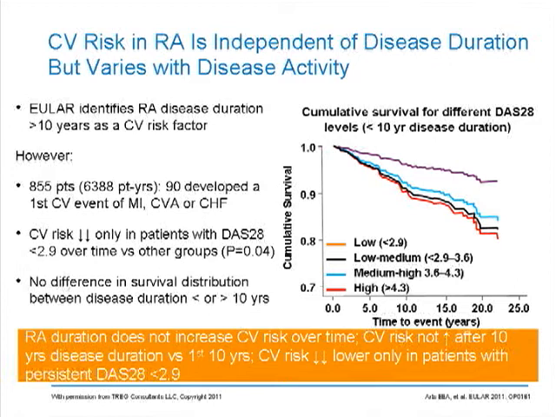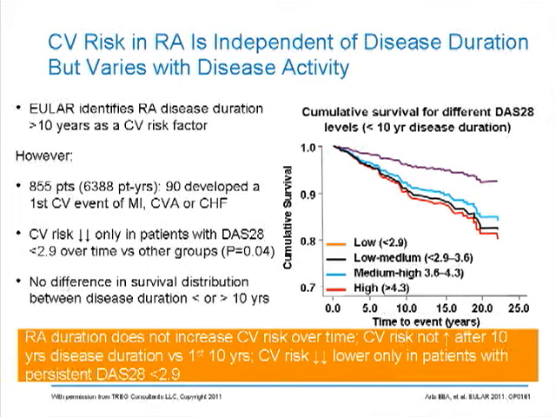855 patients, over 6,000 patient years, 90 of these patients developed the first cardiac event of an MI, cerebrovascular accident, or congestive heart failure. But what's shown in the slide is that the cardiovascular risk was significantly decreased only in patients with a DAS less than 2.9 maintained over time, versus other groups. And there was no difference in survival distribution between disease duration of less than or greater than 10 years.